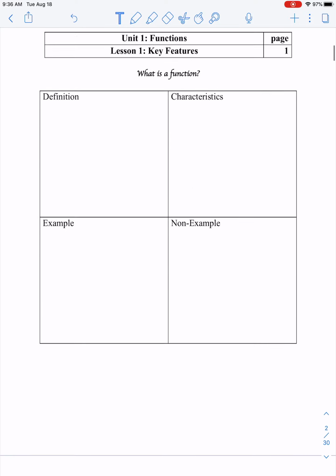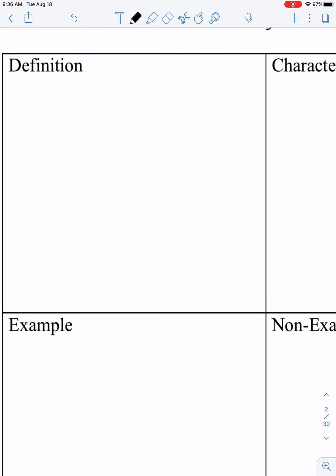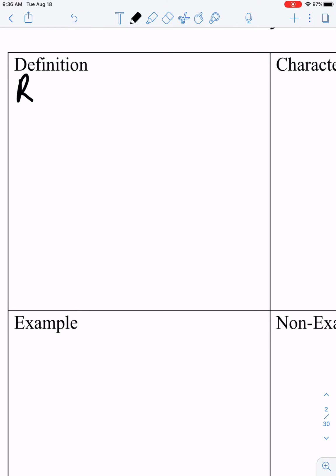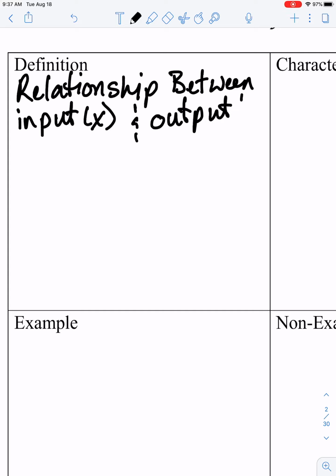Now, before we get into talking about the key features, we actually got to know what a function is. So by definition, a function is just a relationship between input values, which are commonly known as x's, and outputs, which are known as your y values.